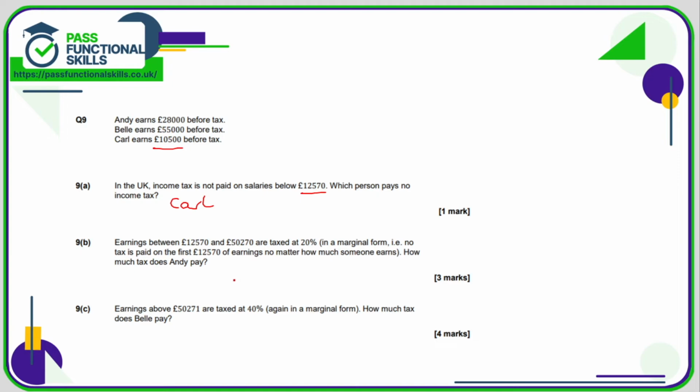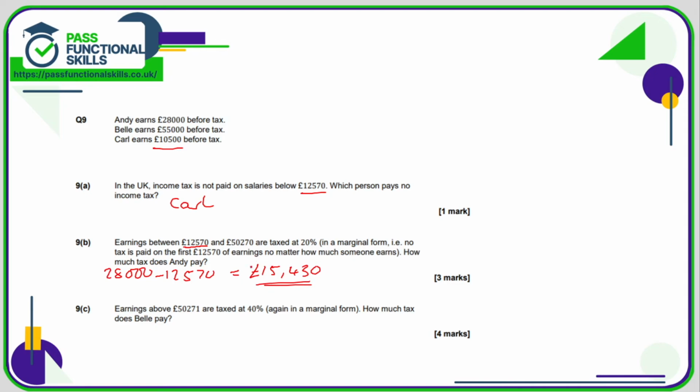Part B, we need to work out how much tax Andy pays. Well, the first 12,570 is 0% tax, so he pays no tax on the first 12,570. But the remainder, he's taxed at 20%. So what we need to do is to subtract the 12,570 from his total earnings, which is 28,000, and that comes to a total of £15,430.